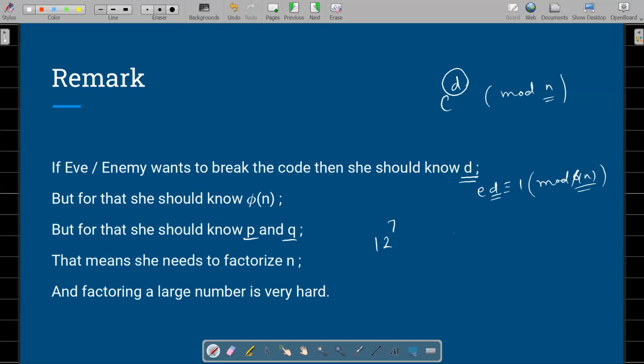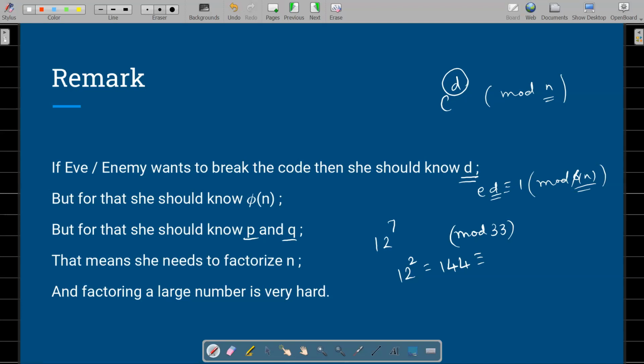Now you have to work modulo that number, so in our case, modulo 33. What you can do is find out 12 square, and then you can reduce it modulo 33. So this is 144, and you divide it by 33 and find out the remainder. I think 144 will turn out to be some small number, 12.